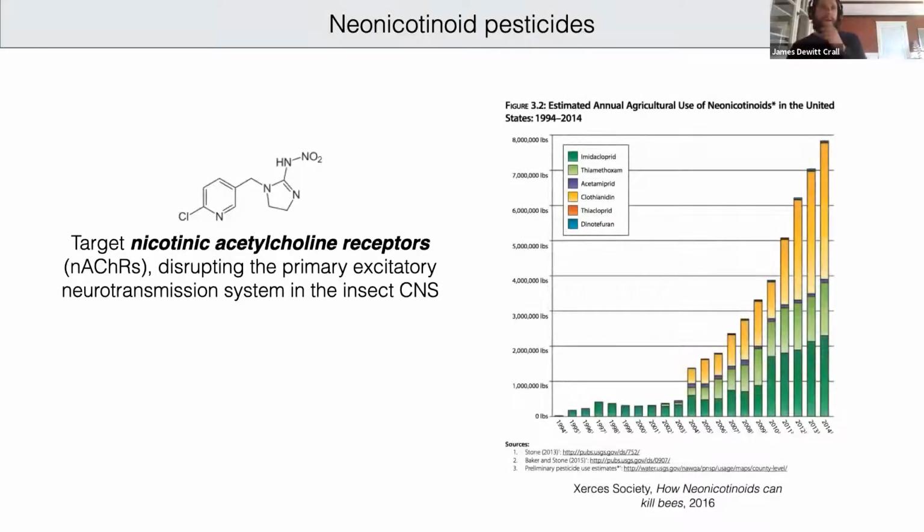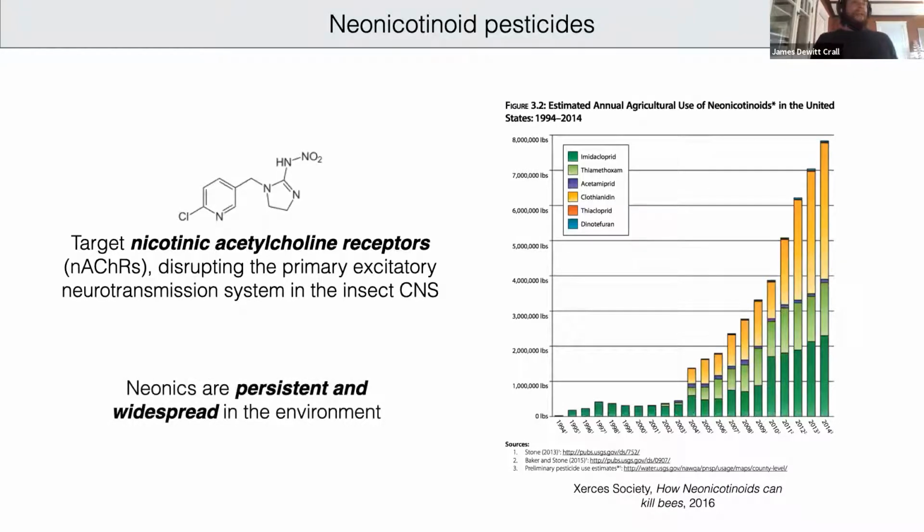And this is a somewhat dated graph, but it shows the explosion in use of a few different particular chemicals in this class of neonicotinoids over the course of about 2 decades since their introduction in the US. And so now they are quite widespread, the single most commonly used class of insecticides across the globe.